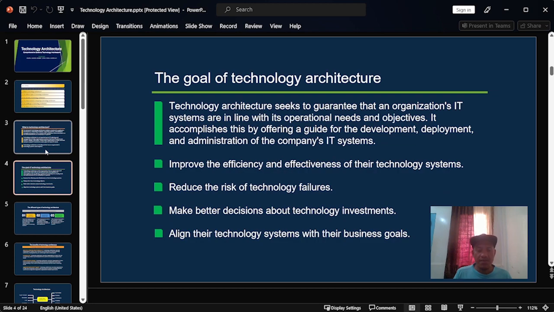Then the goal of technology architecture. So let me jump to another slide.